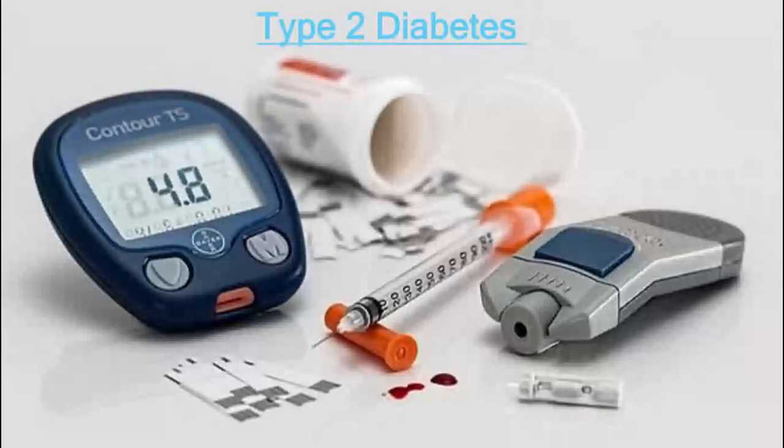Hi guys, the disease that me and my group chose was type 2 diabetes. If you don't know what type 2 diabetes is, it's a chronic disease in which either your body does not produce enough insulin or your body cannot effectively use the insulin produced, thus resulting in sugar accumulating in the blood instead of passing into cells for energy production.